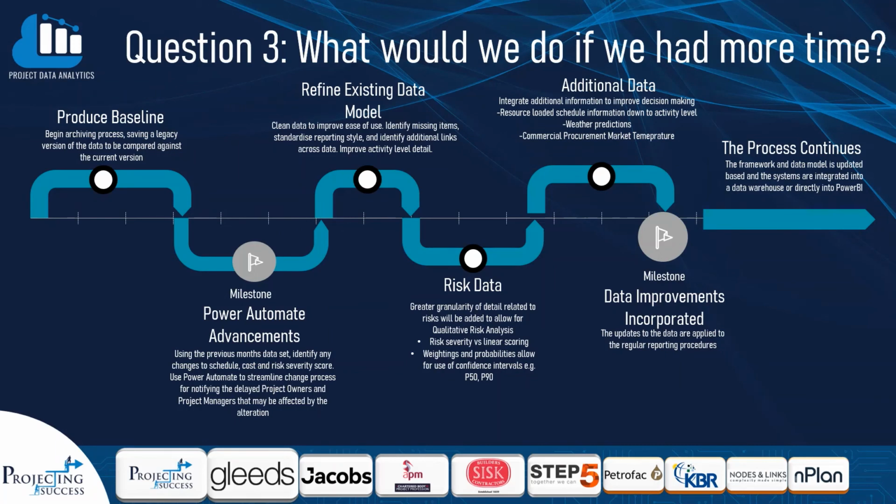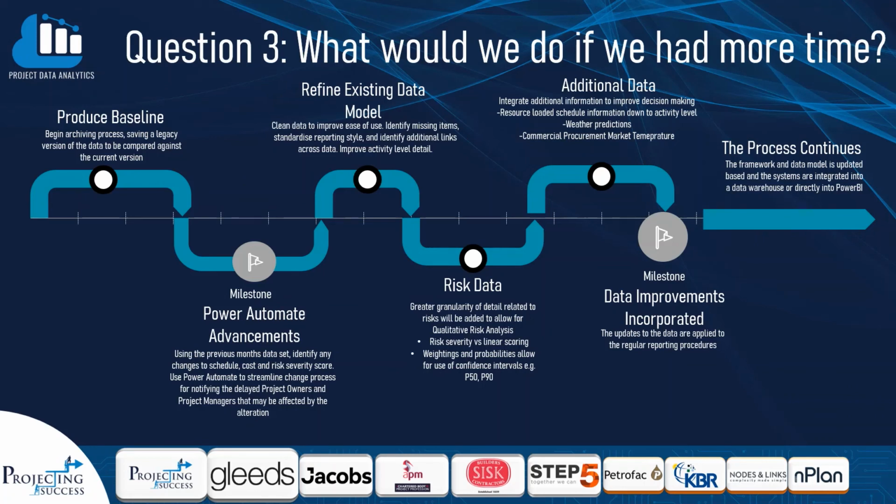Future work we plan to do is to create a legacy document which would act as a baseline, allowing changes to risk and schedule to be identified. We would feed this information into our Power Automate email system to alert not only the delayed project owner of the change, but also contact project managers of items dependent on the original work package, helping to streamline the change control process.